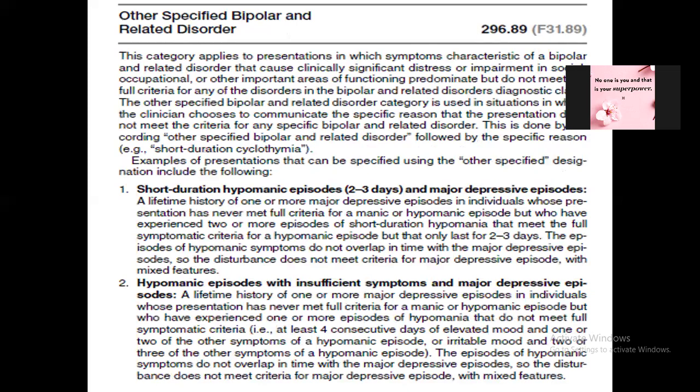In the case of other specified bipolar and related disorder or unspecified disorders, that is basically about a short-duration hypomanic episode, 2 to 3 days, with major depressive disorder. If the hypomanic symptoms are not sufficient, and there are major depressive episodes in the lifetime history of a person, then you would be suggesting other specified bipolar disorder if the presentation is clinically significant, causing distress or impairment in the person, but does not meet the full-fledged criteria for any other disorder. In that case, you would be suggesting reassessment after a certain period of time, right?